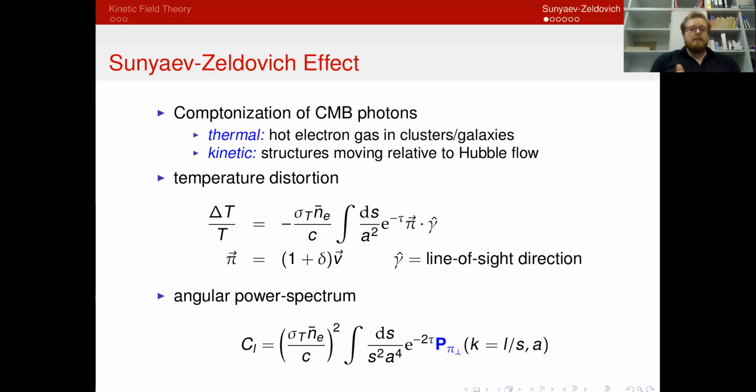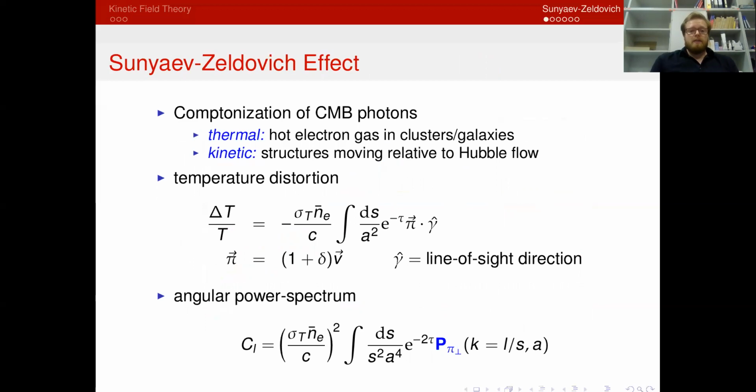For example, for the SZ effect, which is anisotropies in the cosmic microwave background due to inverse Compton scattering of the CMB photons with free electrons in the intergalactic medium.